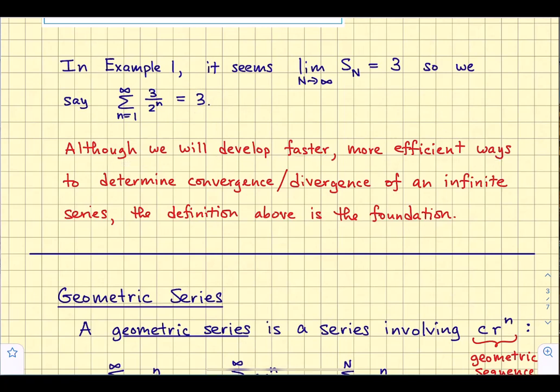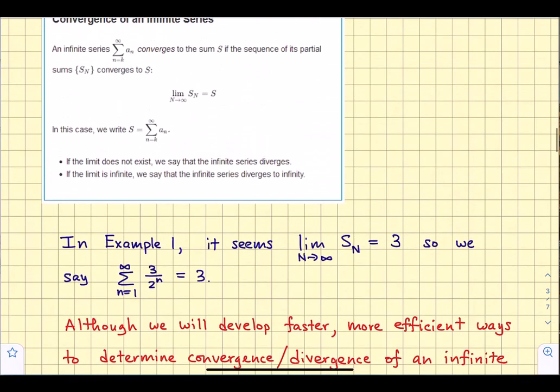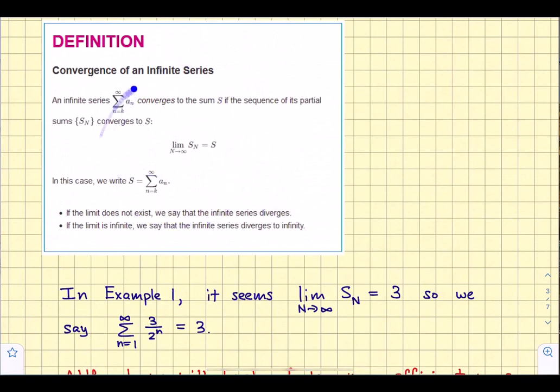Now, although we will develop faster and more efficient ways to determine convergence or divergence of an infinite series, and when it converges, perhaps what the sum to which it converges is, the definition above is the foundation for all of those concepts. It's very important that we have a good understanding of this definition. So make sure that you concentrate on this definition and understand that the sum of an infinite series is just defined to be the limit of the sequence of partial sums. Either that limit exists as a finite number, in which case the infinite series converges, or it doesn't exist as a finite number, in which case we say that the infinite series diverges.